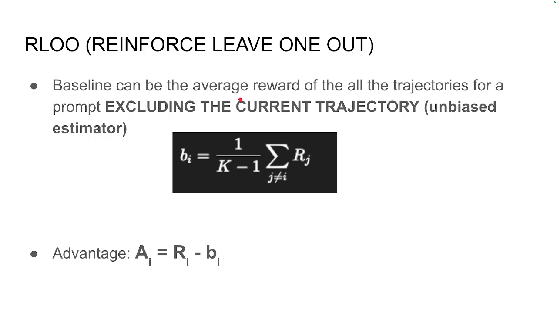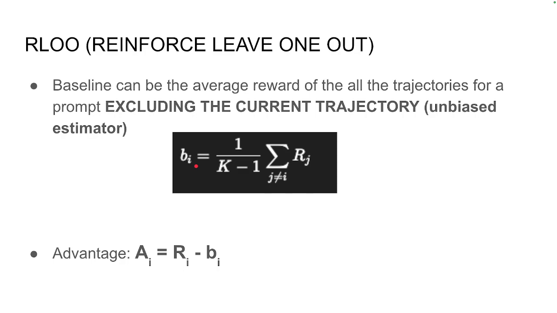Here in the baseline, we take the average of all the trajectories, but when you are calculating the advantage of a particular trajectory, you do not take that trajectory for the average. So it is like you leave out the current trajectory from the reward, in turn making it unbiased, and you just take the advantage by calculating the baseline.